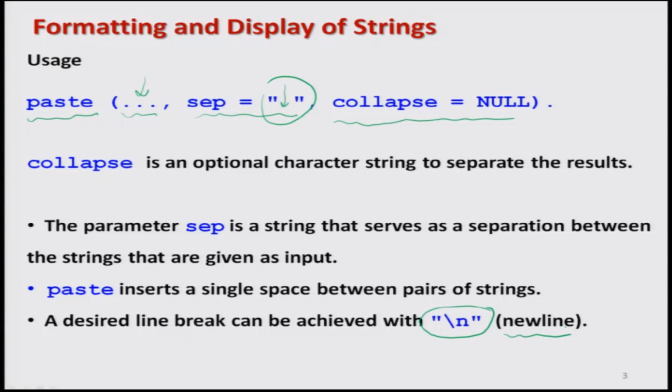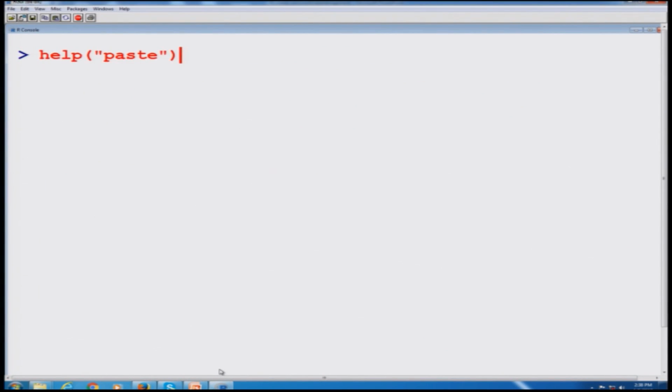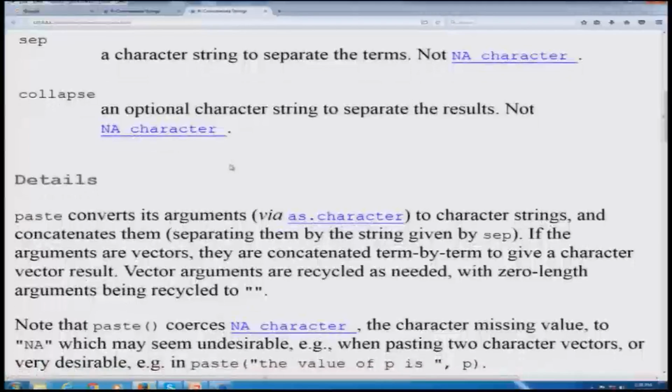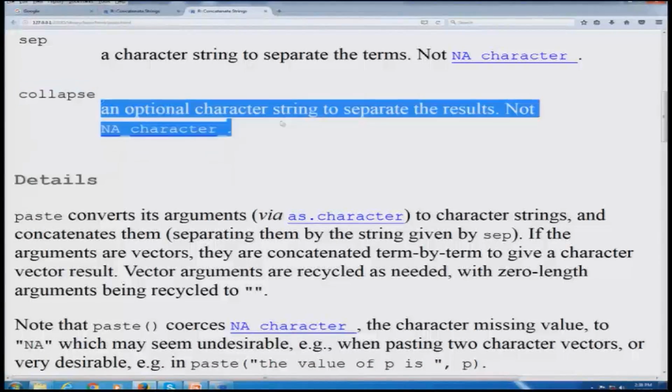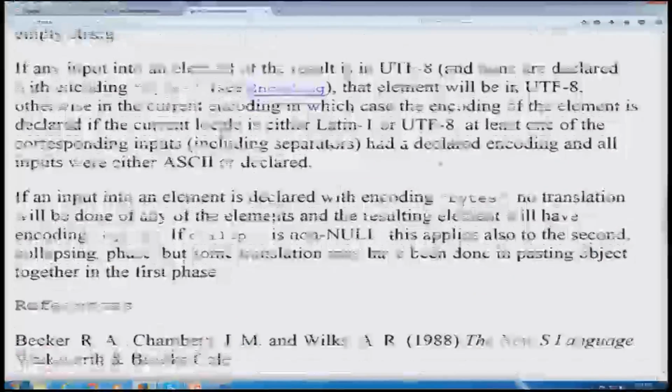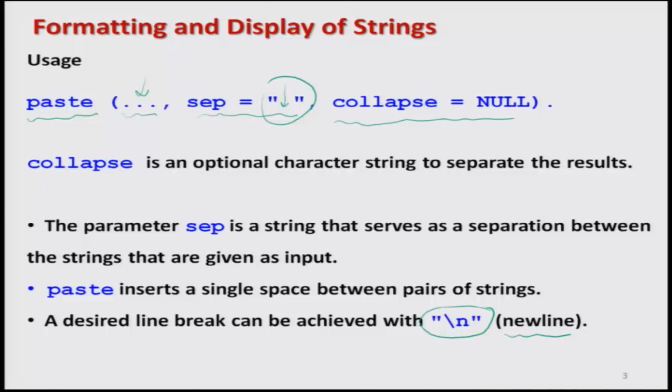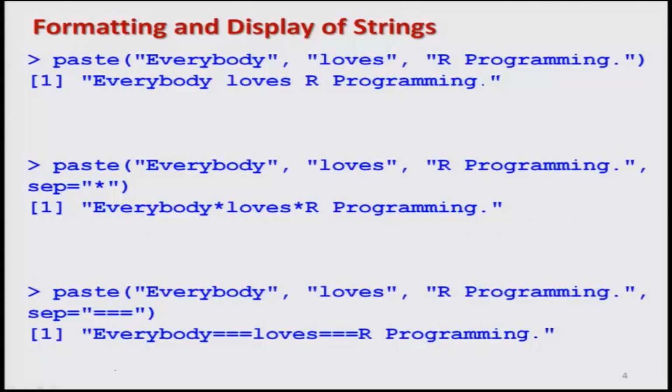Okay, so let us now take some examples, but before that, if you want to learn more about this paste function, take the help from R. You can see here that it comes to the website of the R software, and here it gives you all the details. You can see here this collapse is given, that it is an optional character to separate the results. So all these details are here. I would request you that if you want to understand it more, please try to read it. And now let me take several examples to explain the use of this paste function.